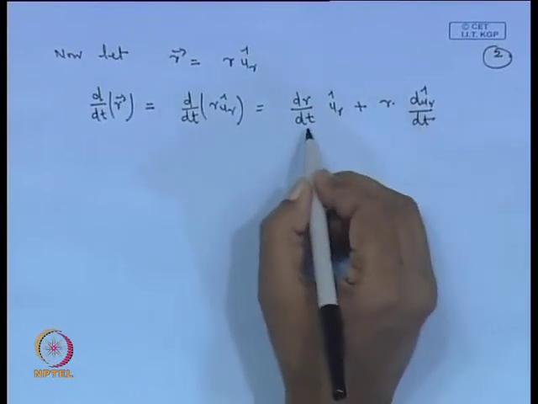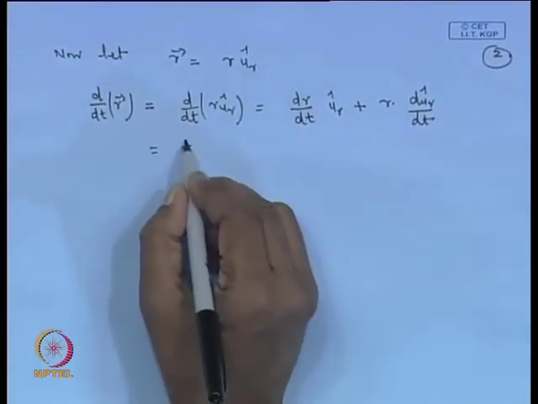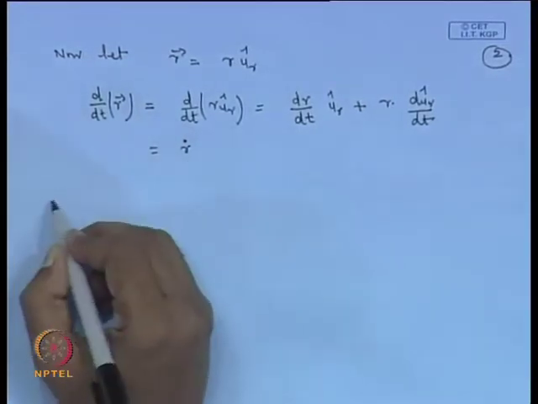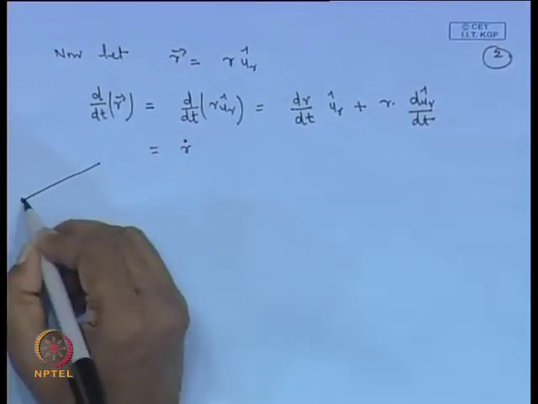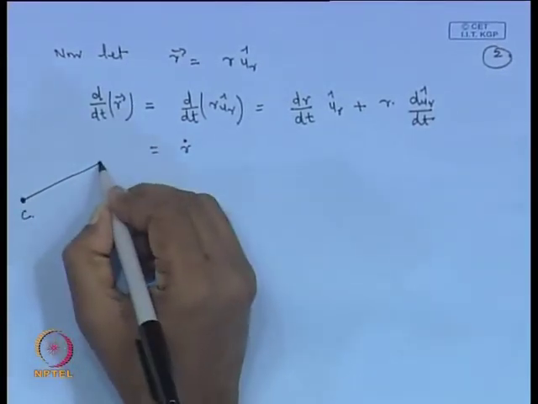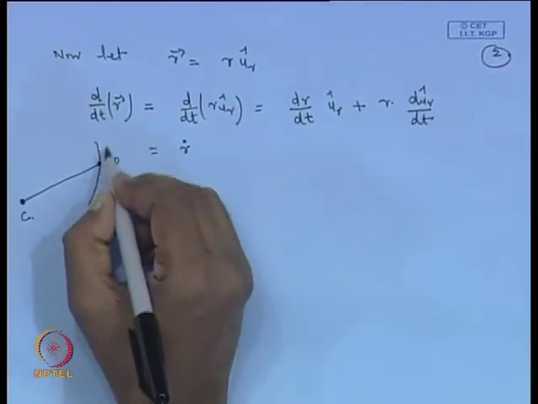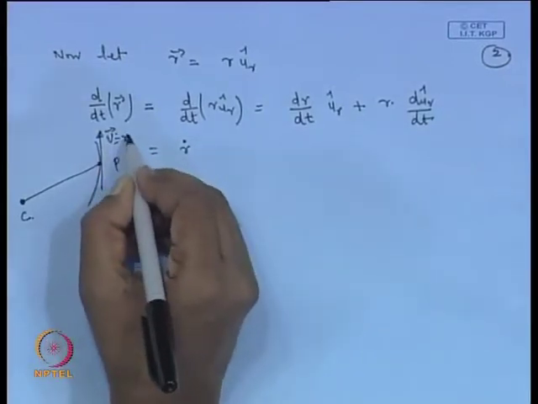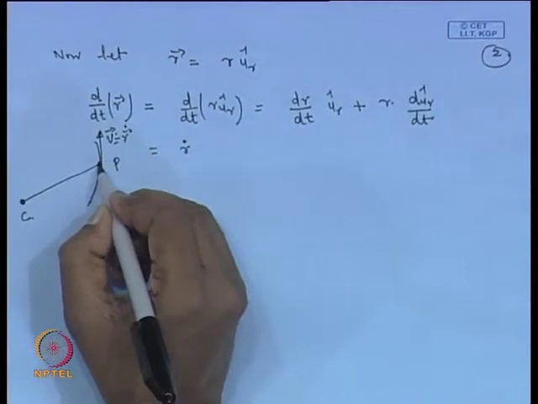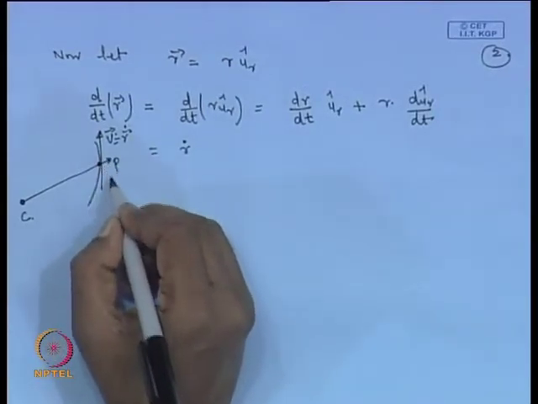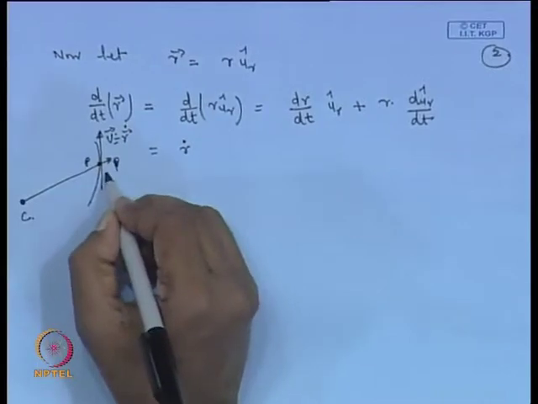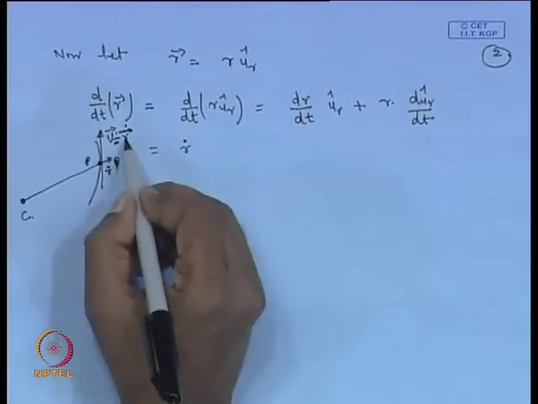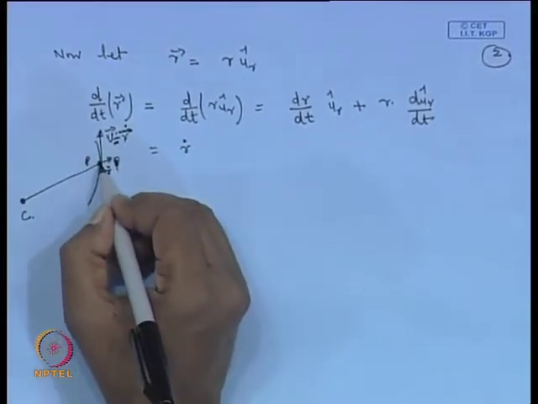Okay. Now, here dr by dt is nothing but r dot, which is the component of the velocity vector in the direction of r. So, we can show it here. This is the center of attraction, the particle P is moving here. So, this is v, which is r dot. This component then becomes r dot, and this is the velocity vector, and perpendicular to this we can break it.